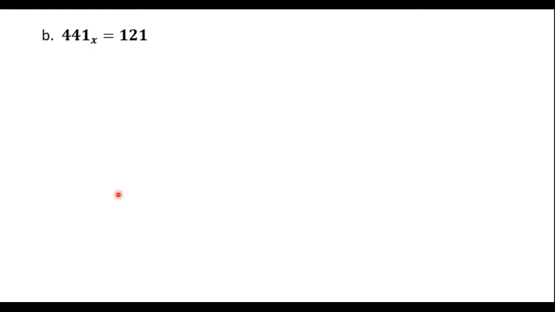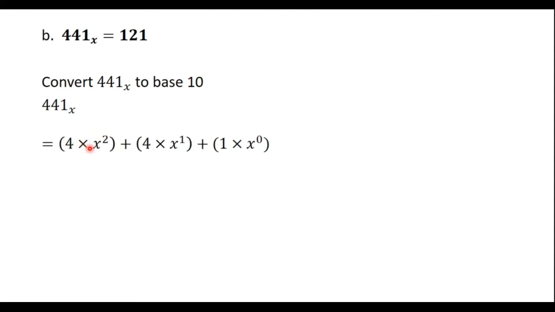Let's pick the next example. 441 base x is equal to 121. Now remember, 121 is already in base 10. So what you have to do is convert 441 base x to base 10. Once again, nothing changes. It's the same principles that we use. To convert a number to base 10, you first multiply the number with the base. So you first multiply 4 by x, and 1 by x.